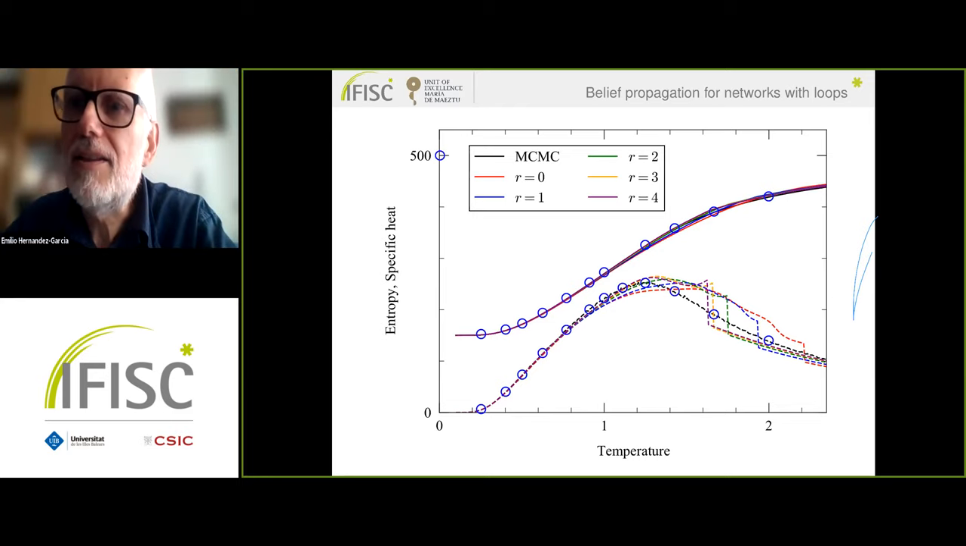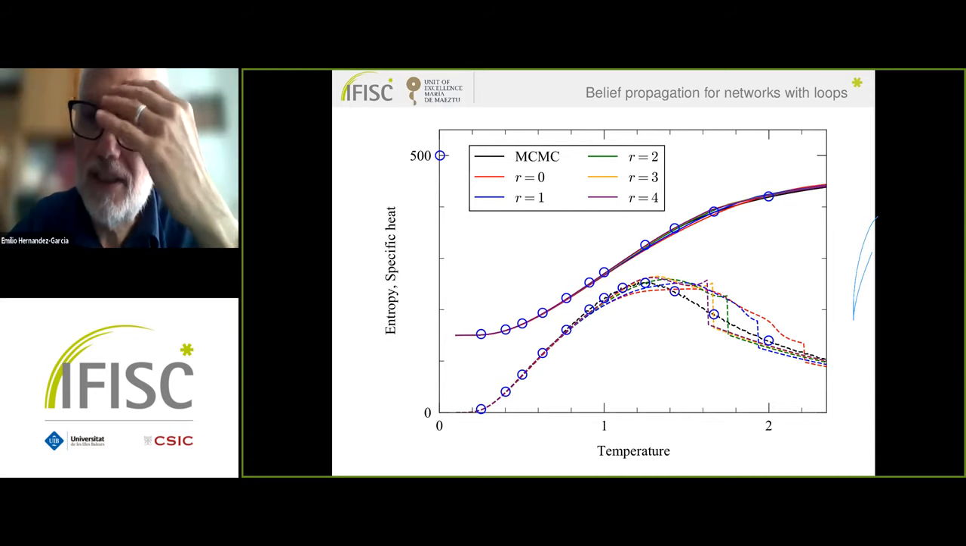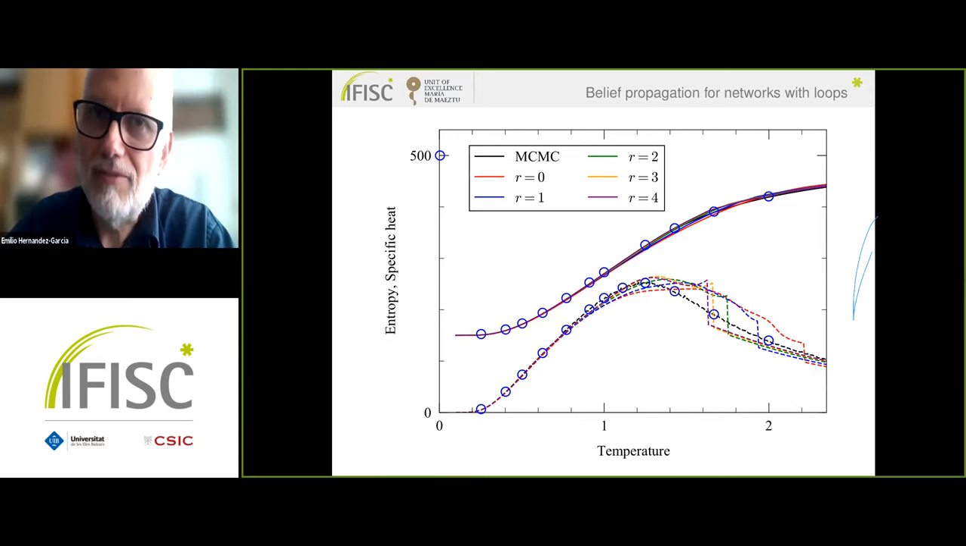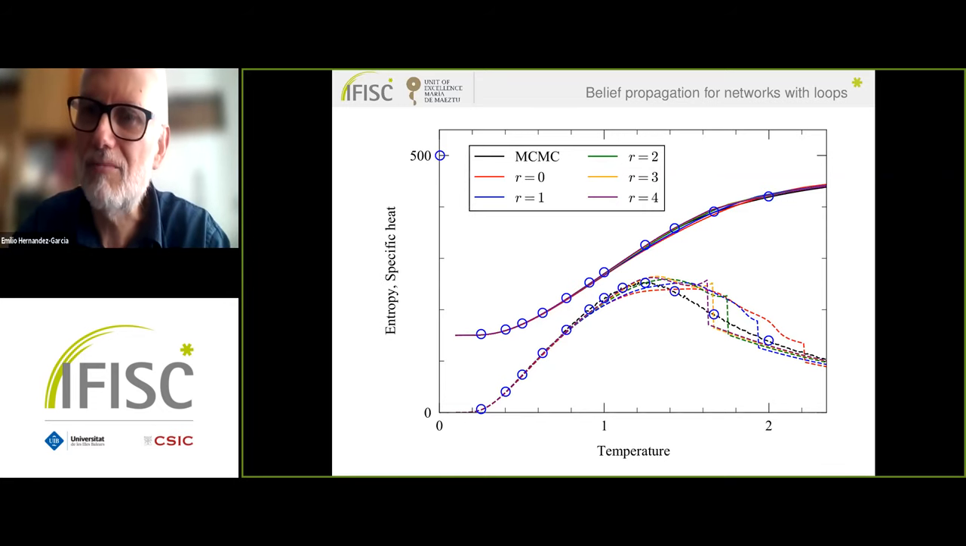Hey, Emilio, do you want to go next? Hi. Is there any difference between the tree decompositions for planar and non-planar graphs? In the Ising models and these kinds of things, the three-dimensional Ising model is quite different from the two-dimensional, and the two-dimensional with external field is very different from the two-dimensional. So there is a fundamental difference in the partition function between planar graphs and non-planar graphs. I don't know if this shows up in the tree decomposition.